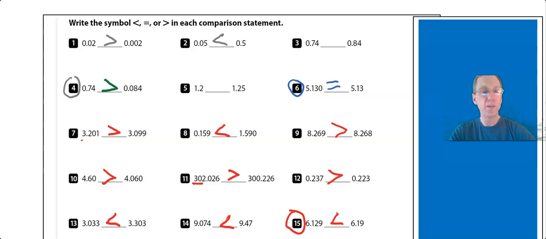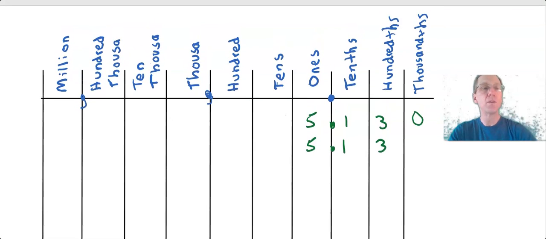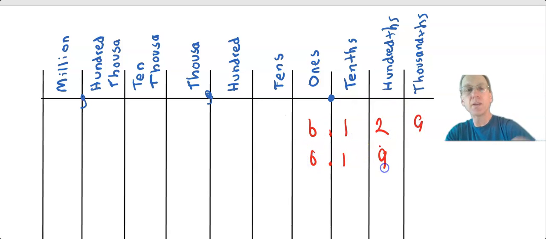6 and 129 thousandths. Let's take a look at that one. Okay, hold on. Good one to put on the place value chart here. 6 and 129 thousandths versus 6 and 19 hundredths, I think. Let me look at it one more time.